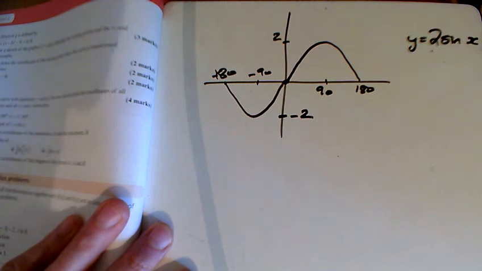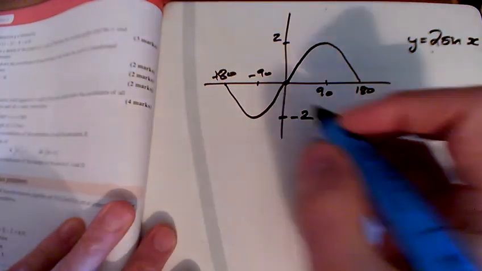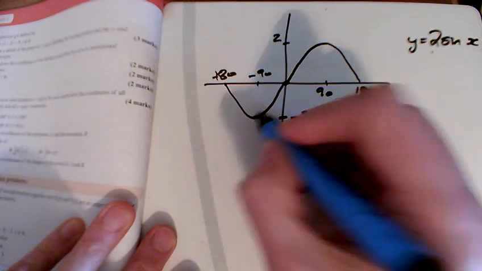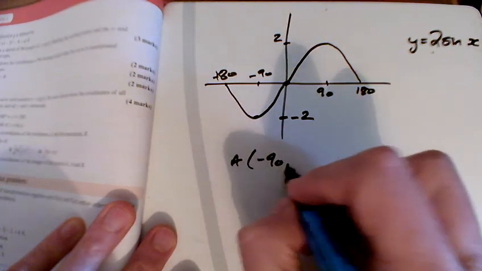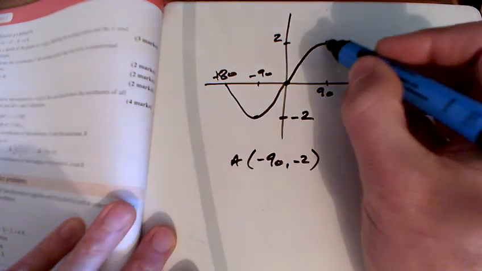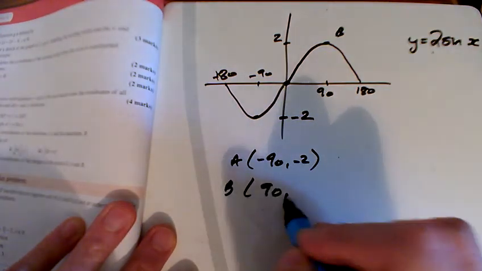For part B, write down the coordinates of the minimum. So the minimum here is A, at minus 90, minus 2, and the maximum there is at B, and that's at 90, 2.